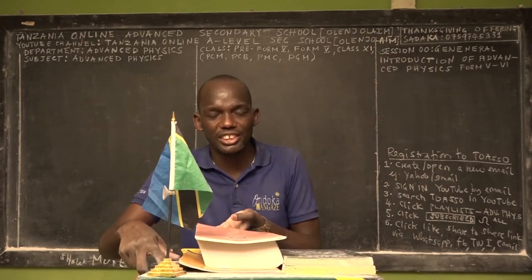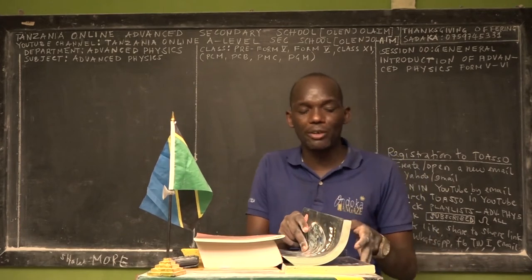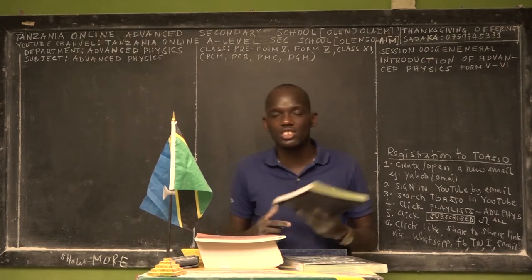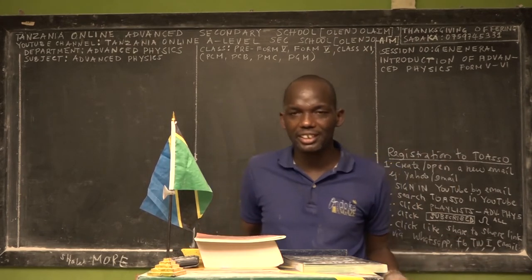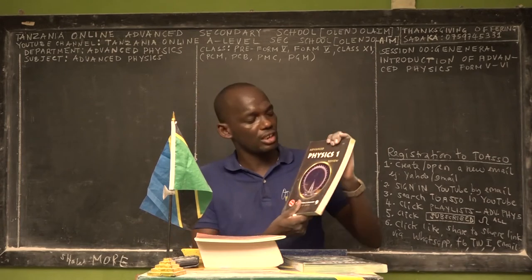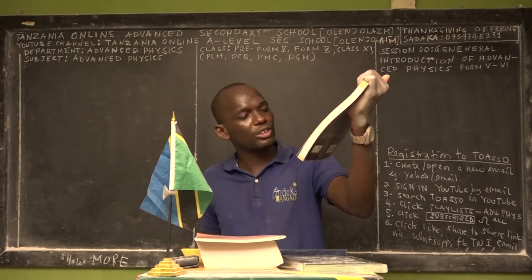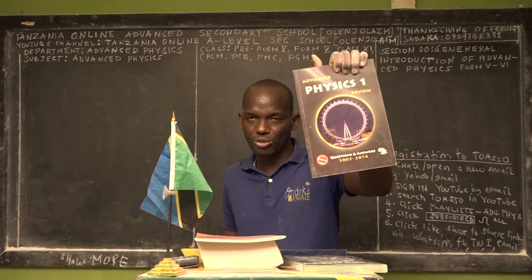Learning advanced physics needs a lot of information and a lot of resources. So we like to prepare our questions to answer Advanced Certificate of Secondary Education Examination questions, which we call NECTA Physics 1, Paper 1, Paper 2, and Paper 3. We also have questions and answers, which we call Advanced Physics 1 Review. This is for Paper 1. It comprises questions and answers from 2003 to 2016.